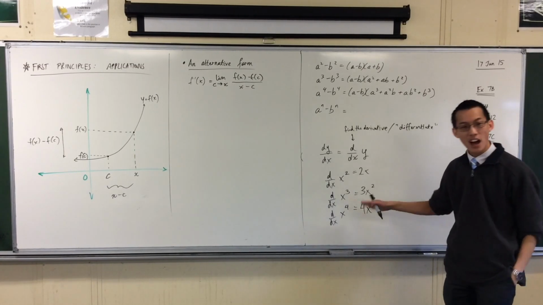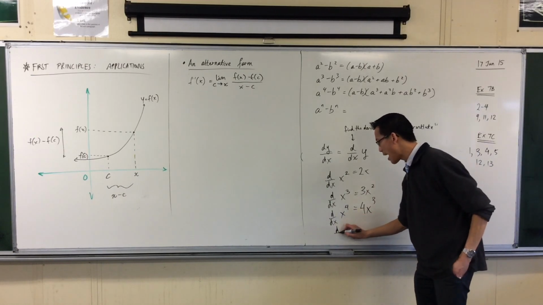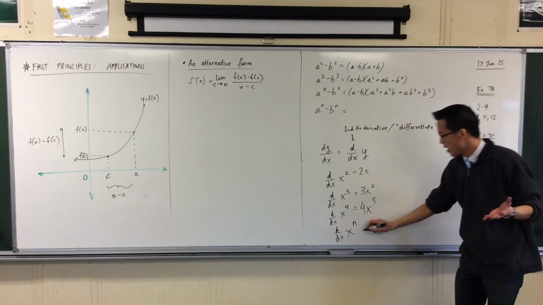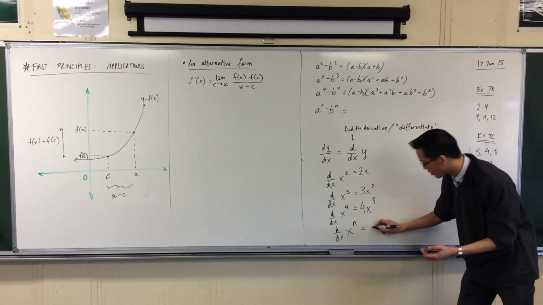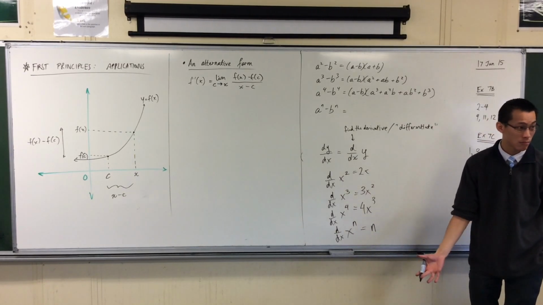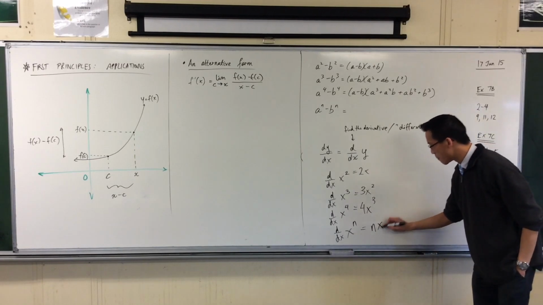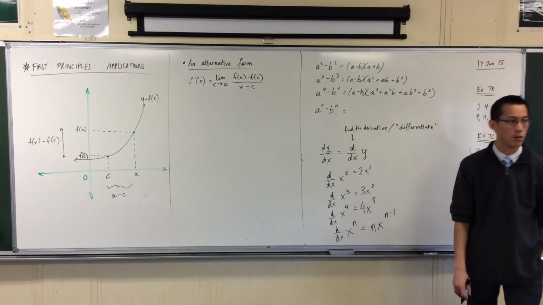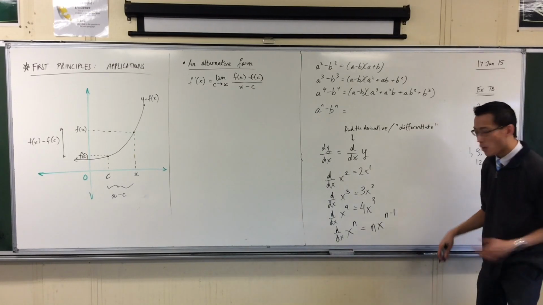Now the pattern I see is that you have something raised to a power. That power seems to drop out the front and become the coefficient, and the power itself reduces by 1. That's really 2x to the 1. You see that? So I notice a pattern.